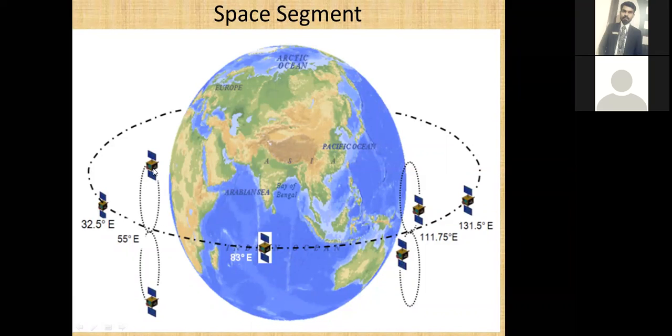So the satellites are designed in such a way to achieve a GDOP of less than 3 at any location in India. The satellites at 55 degrees are widely separated from each other, while the satellites at 111.75 degrees meet with each other. So in this way, we are maintaining a GDOP of less than 3. Next.